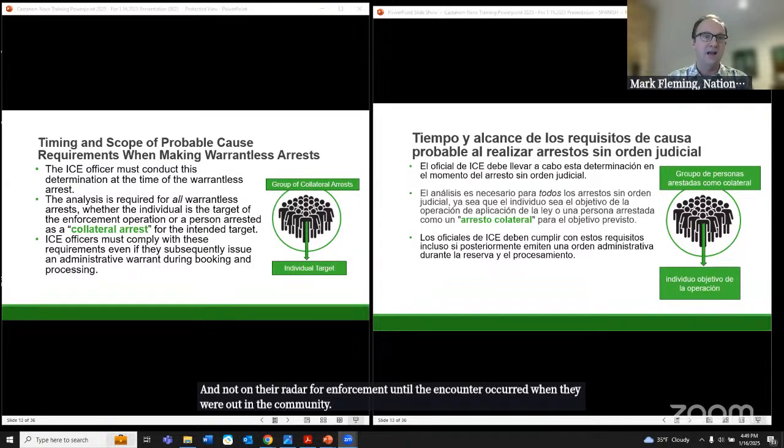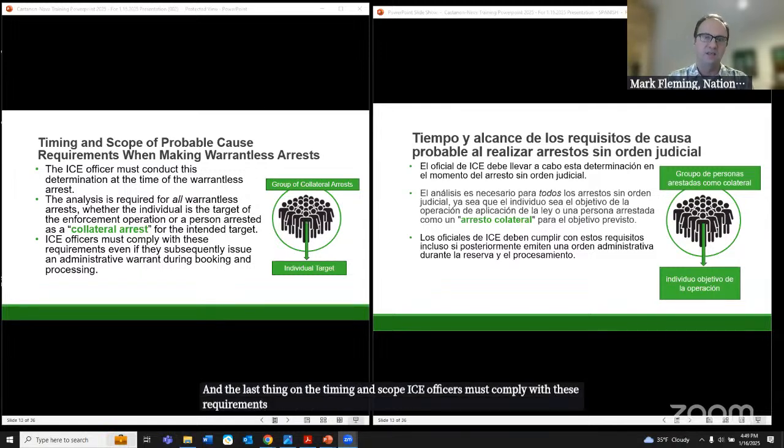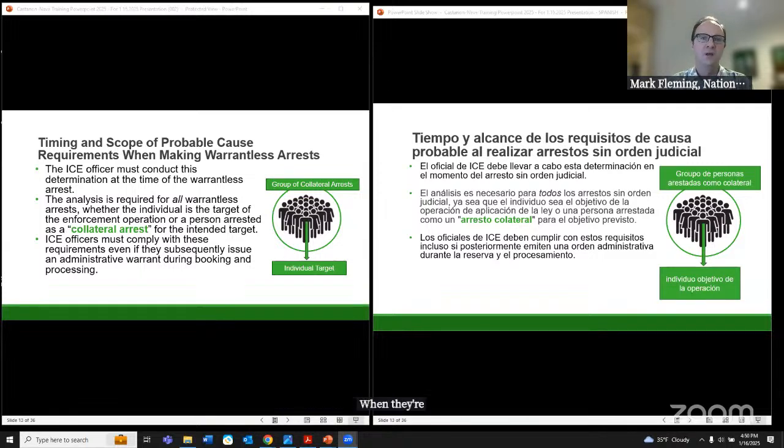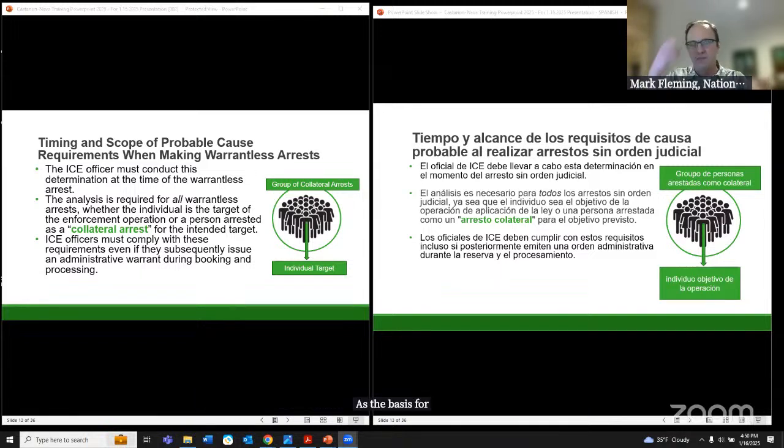And the last thing on the timing and scope, ICE officers must comply with these requirements, even if they subsequently issue an administrative warrant when they're processing the individual. And so I think some folks may know that when someone is processed into immigration, they often issue an administrative warrant as the basis for their detention as the removal proceedings start. That administrative warrant will not cure the violation of the Nava settlement. Next slide.